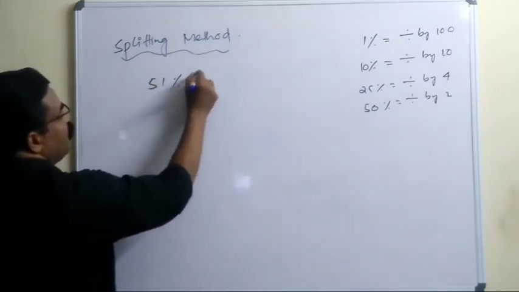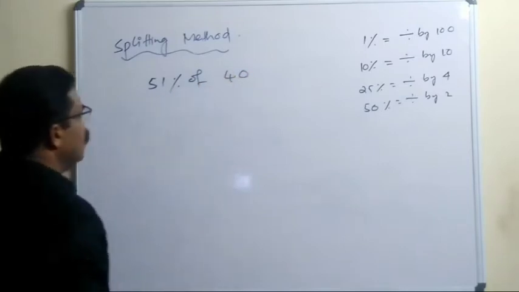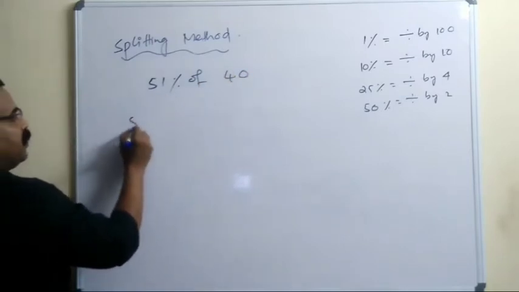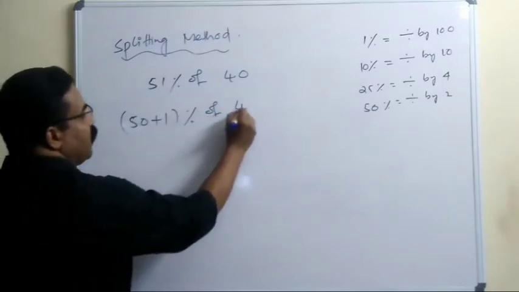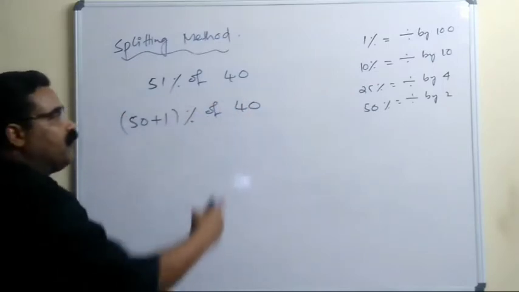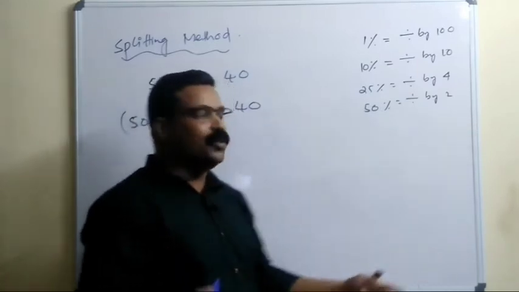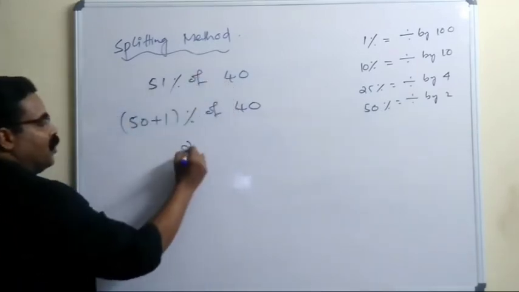51 percentage of 40. How can we split 51? 50 plus 1 percentage of 40. 50 percentage of any number is divided by 2, so 50 percentage of 40 will be 20.